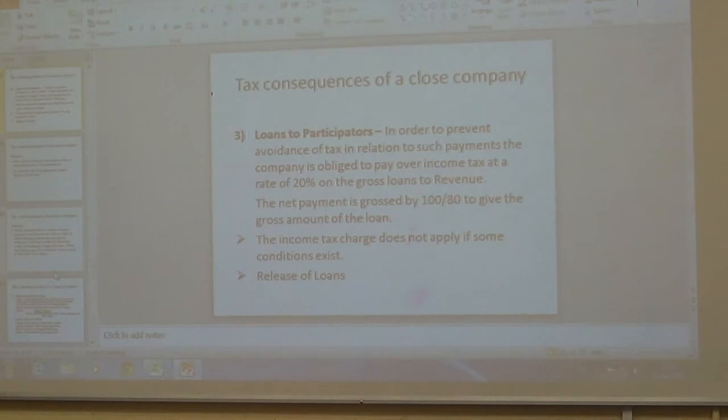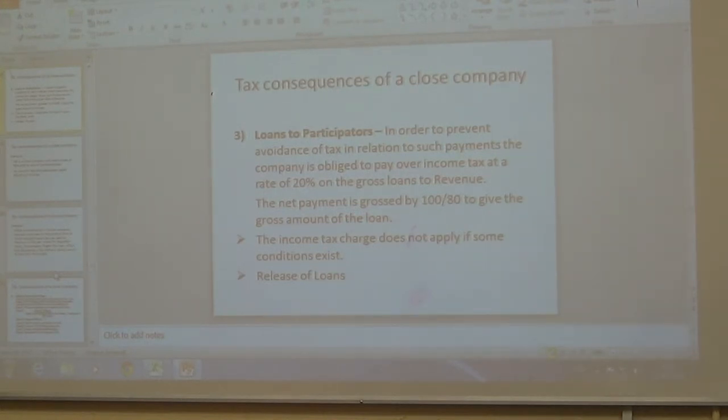The company is obliged to pay over income tax at a rate of 20% on the gross loan to Revenue. The net payment is grossed up 100 over 80 to give the gross amount of the loan. The income tax charge does not apply if some conditions exist. I'll just give you the conditions.